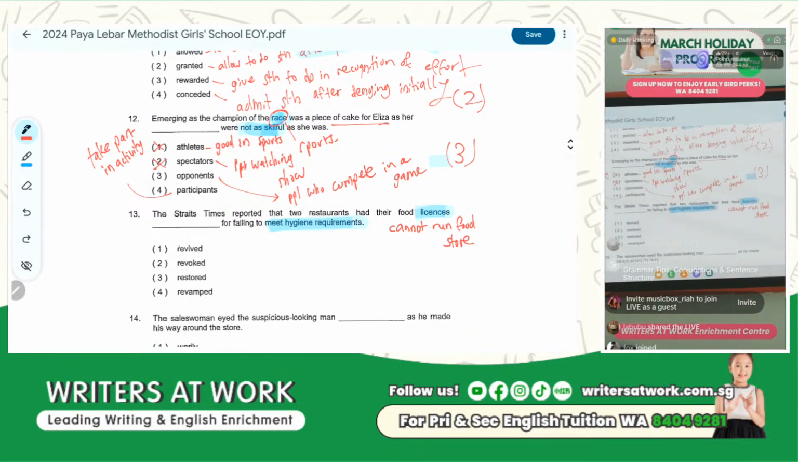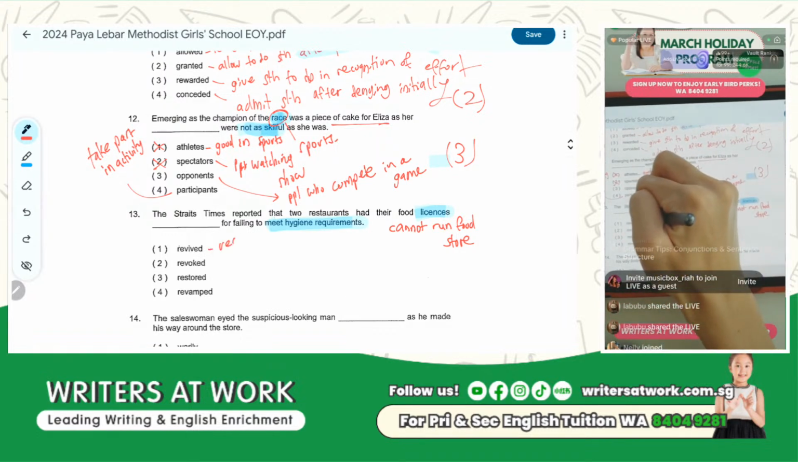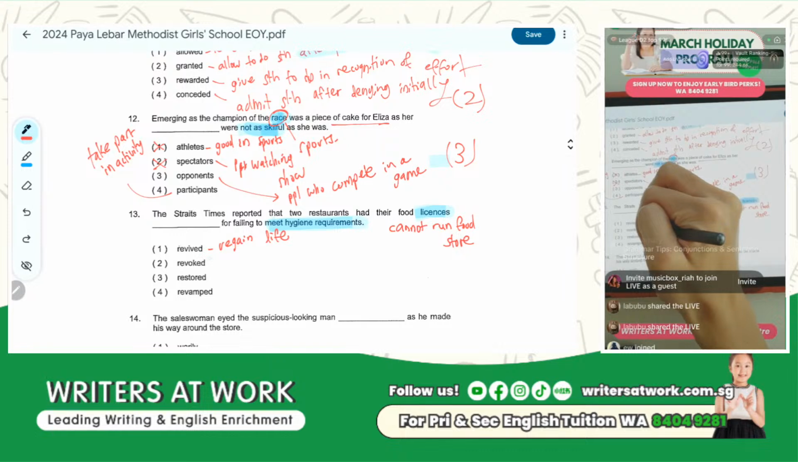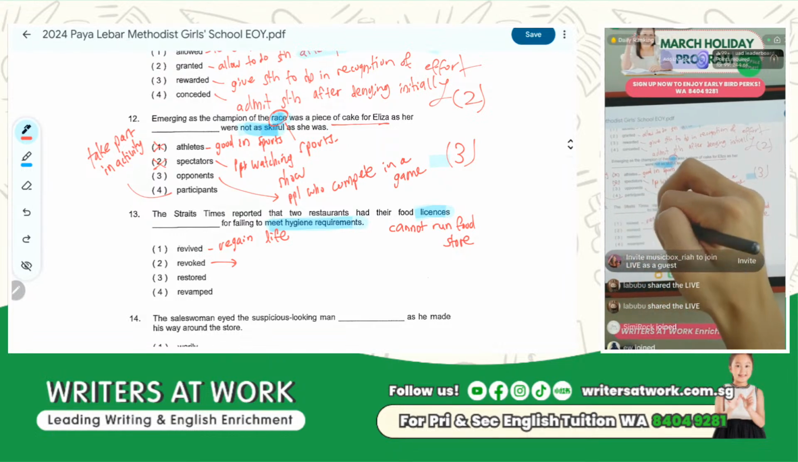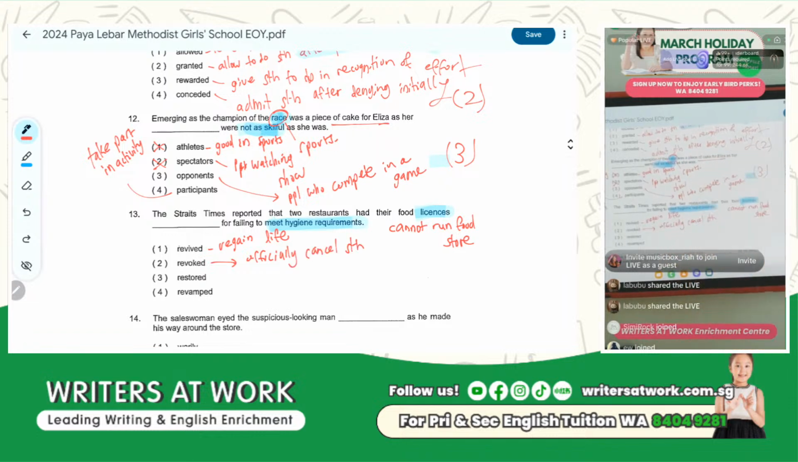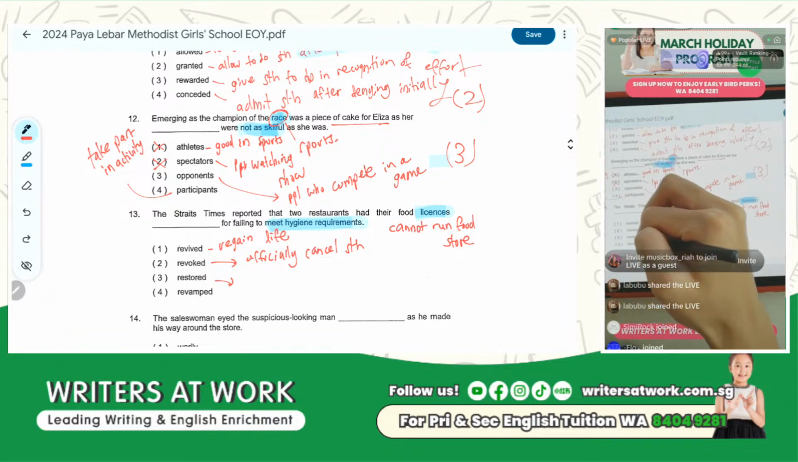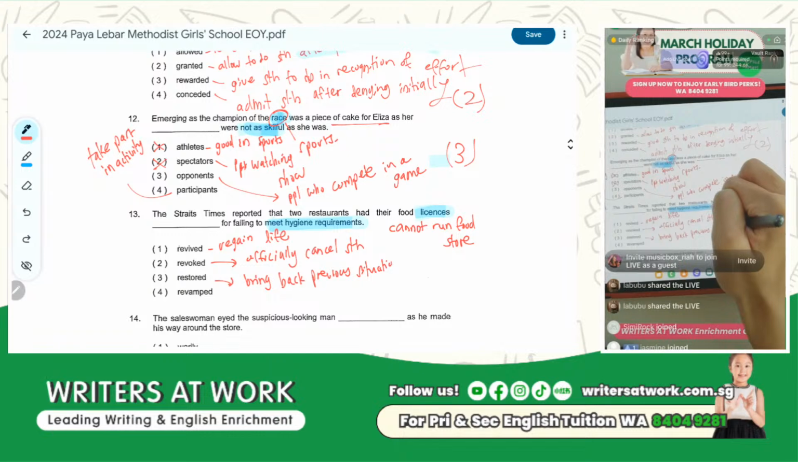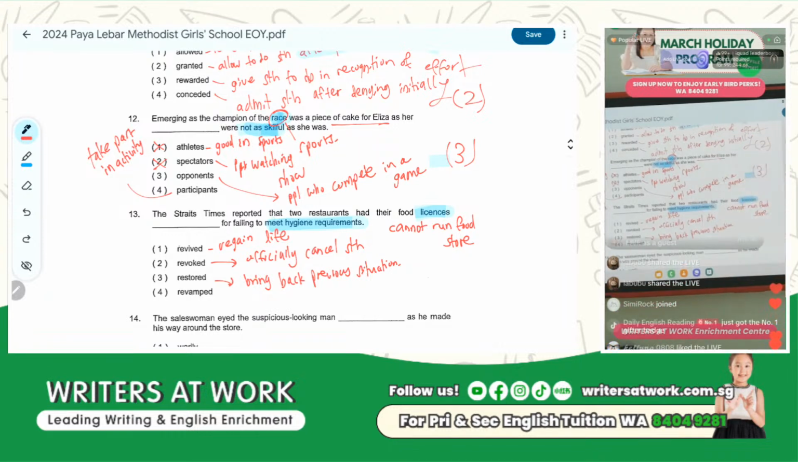So looking at the options, the first one that we have is revive, which means that someone regains life. Usually we need to revive somebody when they suffer from a heart attack. Revoke here means that you officially cancel something. Restored, option 3, means you bring back a previous situation. So for example, you can say that the old building was restored. That means you change the tiles, you make it cleaner, you make it nicer, like how it used to be in the past.